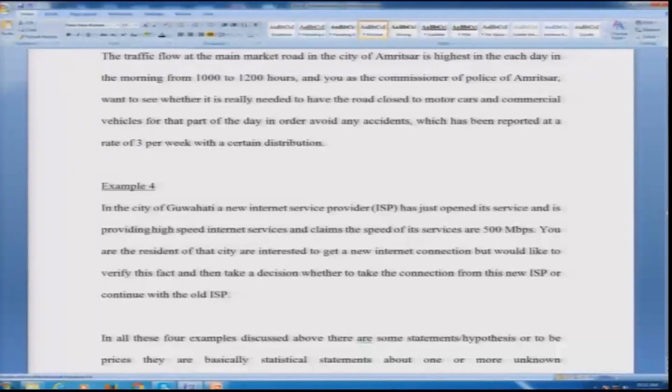Fourth example: in the city of Guwahati, a new internet service provider has opened its services and is providing high speed internet, and claims the speed of its services is 500 Mbps. You are a resident of the city and are interested in getting a new internet connection, but would like to verify this fact and then decide whether to take the connection from this new service provider or continue with your existing service provider, because there is a cost involved. So, these are the 4 examples from different perspectives.